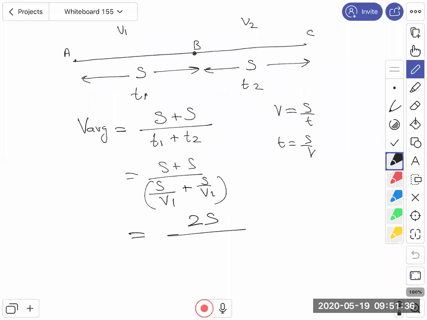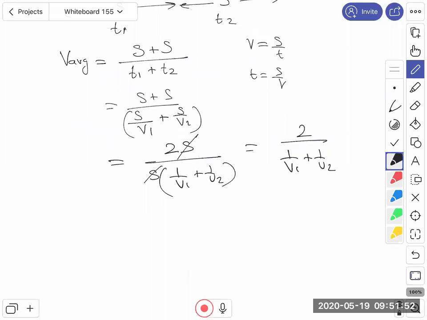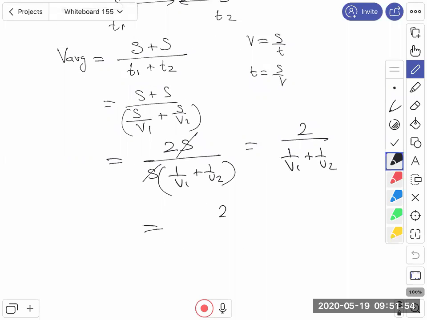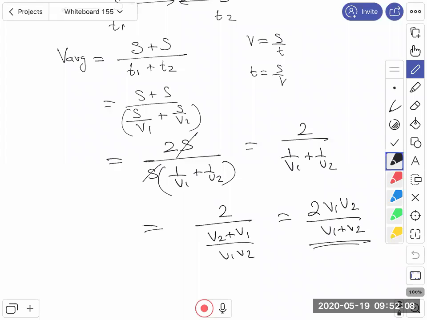Now in the denominator we can take s outside. So the remaining thing is 1 by v1 plus 1 divided by v2. Is it clear? So we can cancel this s. So we'll get the final answer as 2 divided by 1 by v1 plus 1 by v2. Now if you want, we can take v1 v2 as LCM. So we can write this as 2 divided by v2 plus v1 divided by v1 v2. If you want, we can write this v1 v2 in the numerator. So it is 2 v1 v2 divided by v1 plus v2. Got it?